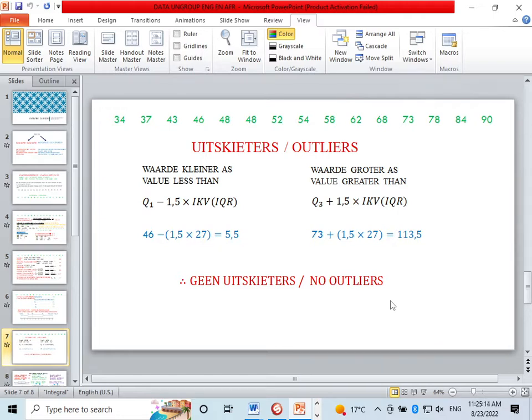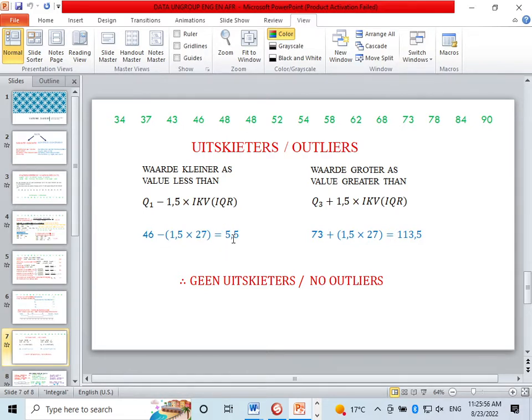You remember? Okay, now, up until now, if you did statistics, you would have to just look at the data and then determine whether you think there's a number that might be an outlier or not an outlier. So this is another formula that you're going to have to learn. We're going to say the first quartile minus 1,5 times the IQR. The first quartile value, 46, minus 1,5 times 27, which is the IQR. It gives you 5,5.